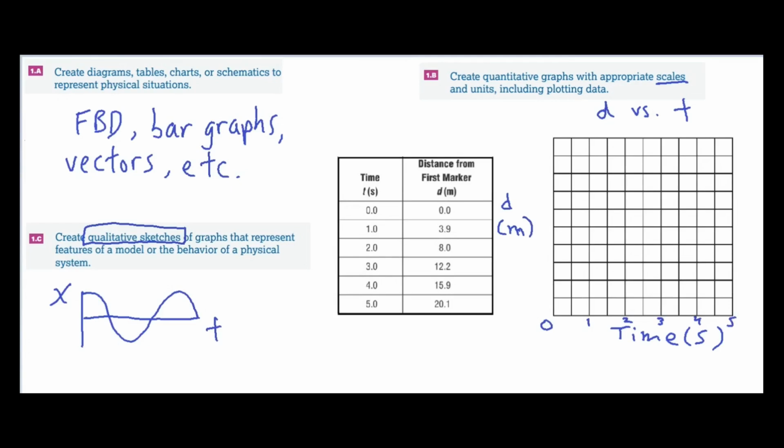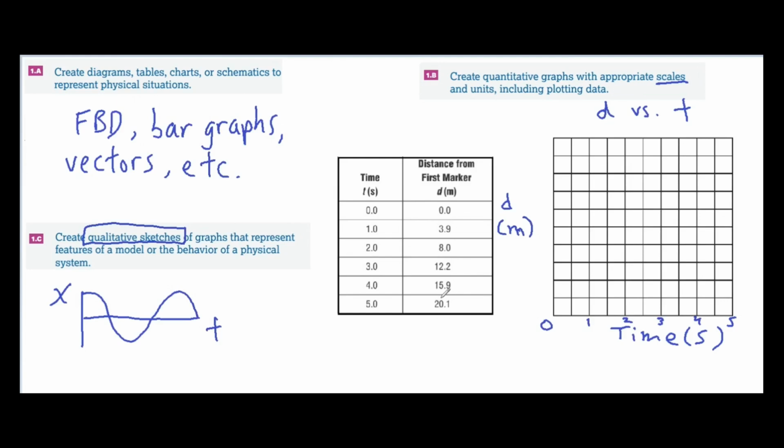Now, typically if AP is scoring your graphs, they just want a reasonable scale. So they don't want a graph that is really, really condensed in the small section, and they don't want a graph that's going off the chart as well. So I think as long as you have a reasonable scale that fits on the graph and covers, I would say, a decent majority of it, then you're pretty good with your scaling.